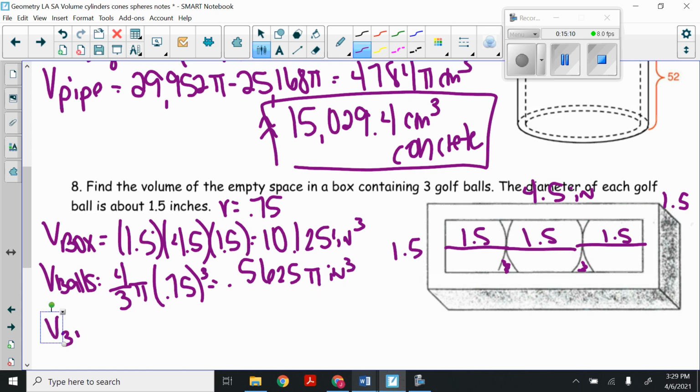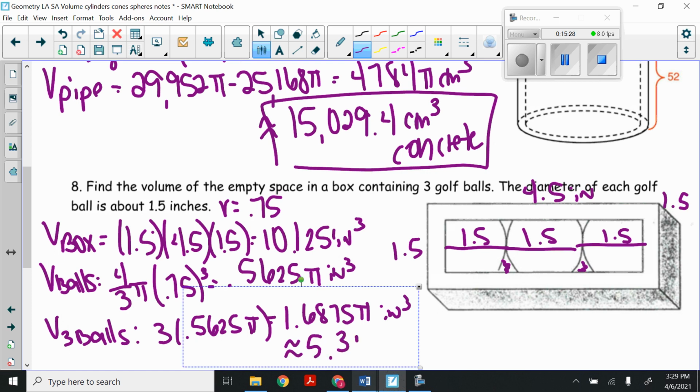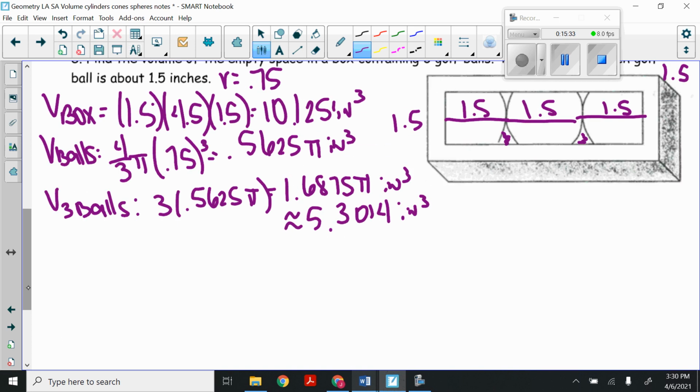Now I want the volume of the 3 balls, because there are 3 of them in there, so 3 times 0.5625 pi gets me 1.6875 pi cubic inches. I'm going to go ahead and multiply that through by pi, and I get approximately 5.3014 cubic inches. The box itself will hold 10.125 cubic inches. The 3 golf balls inside, the volume are 5.3014 cubic inches.